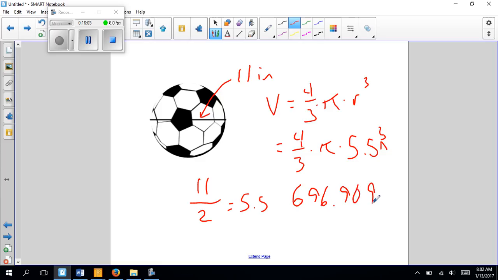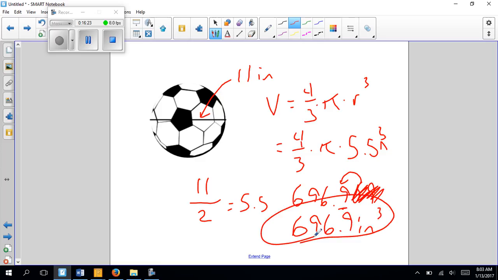696.909. I need to round to the nearest tenth. I look one spot to the right. That's it, one spot. The 0 does not round that 9 at all, so it doesn't change anything. So I know it's really just this 696.9 inches cubed. That's it, ladies and gentlemen.